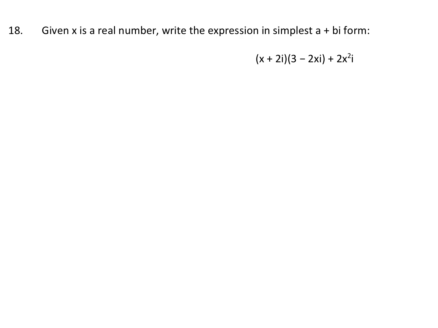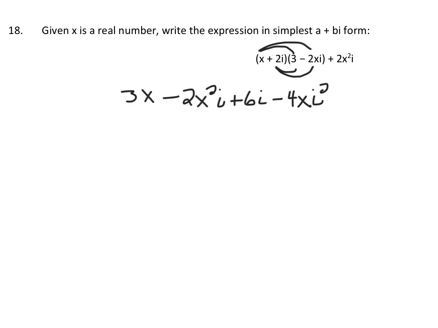Number 18. Given x is a real number, write the expression in simplest a plus bi form. So we have a binomial times a binomial, so let's double distribute. So x times 3 is 3x. x times negative 2xi would be negative 2x squared i. Then 2i times 3 would be 6i. And 2i times negative 2xi would be negative 4xi squared. And then let's just bring down this plus 2x squared i at the end.